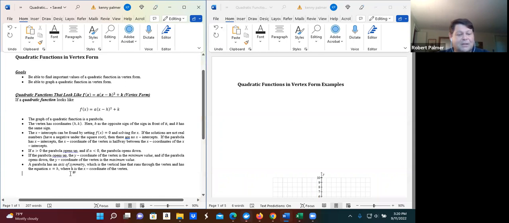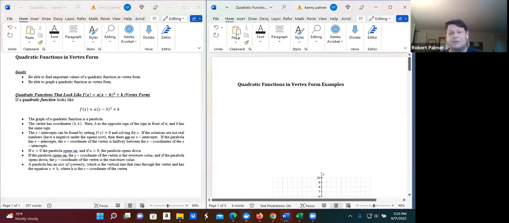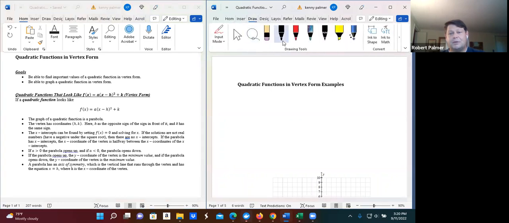And also, a parabola has an axis of symmetry, which is a vertical line that runs through the vertex and has the equation x equals h. Remember, h is the x-coordinate of the vertex. So, after saying all that, let's take a look at an example where we can make some sense of this. Let's take a look at our first example. Let's say we have our function f of x, let's call this number 1.